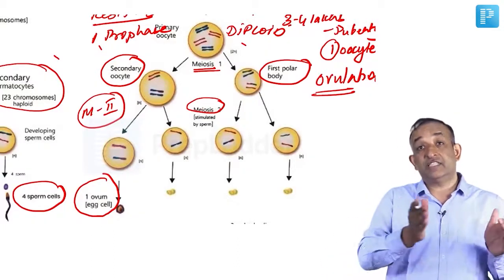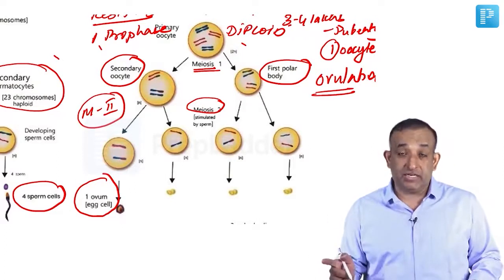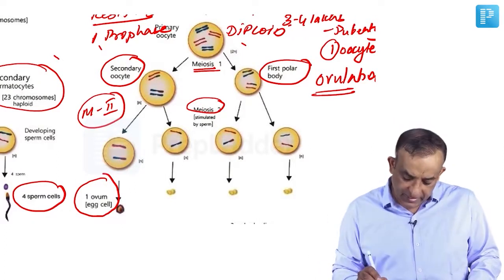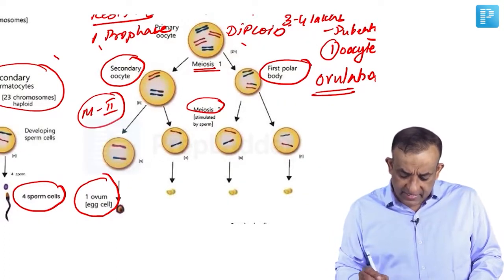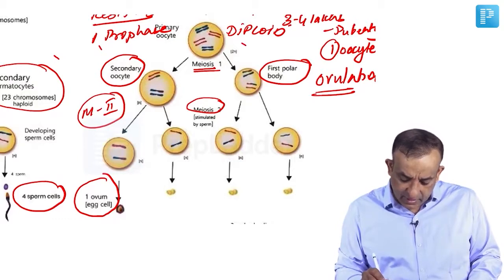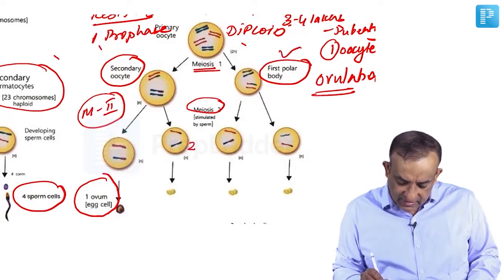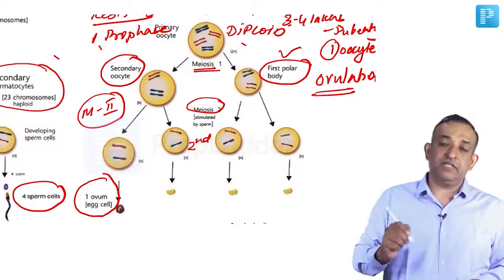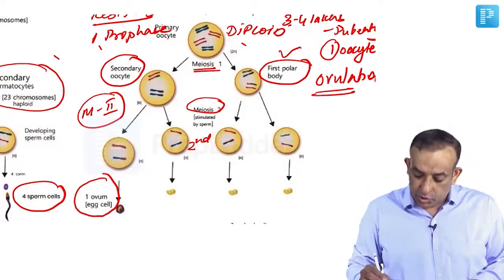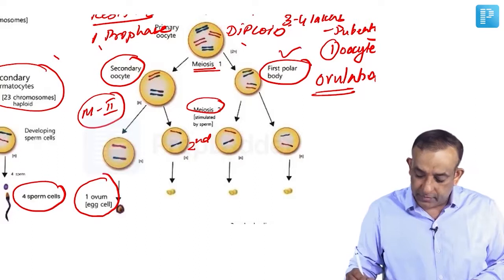But if the M2 oocyte, the metaphase 2 oocyte, gets fertilized by the sperm, it will release the second polar body. So the first polar body was released here, and this is the second polar body, which is released after the fertilization by the sperm. And the first polar body also splits into two.